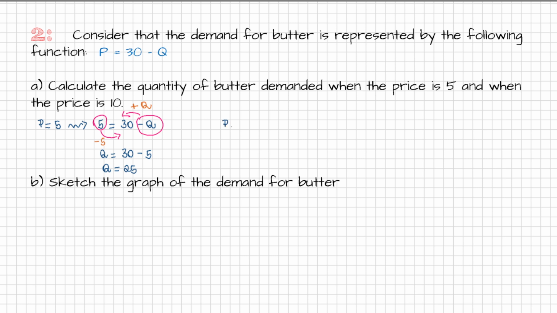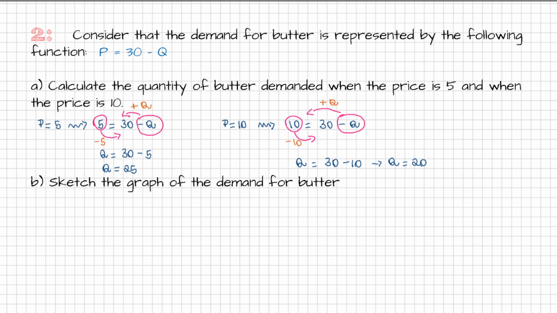Now let's find the quantity demanded when the price is 10. We have 10 equal to 30 minus Q. Again, we move minus Q to the left side and 10 to the right side, inverting the operations. So we have Q equal to 30 minus 10. Q is equal to 20. Therefore, when the price is 10, the quantity demanded is 20.